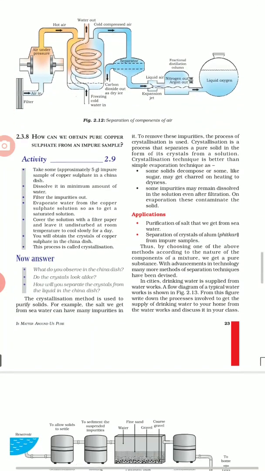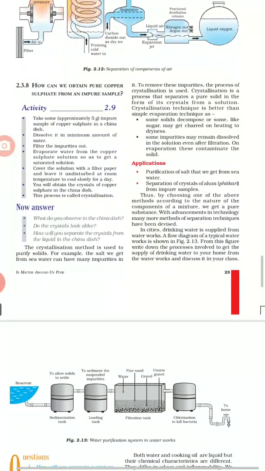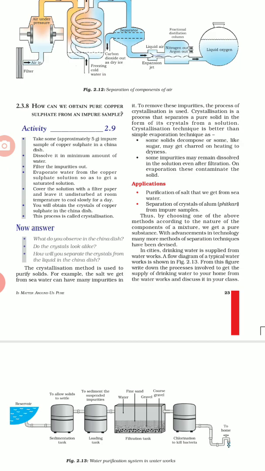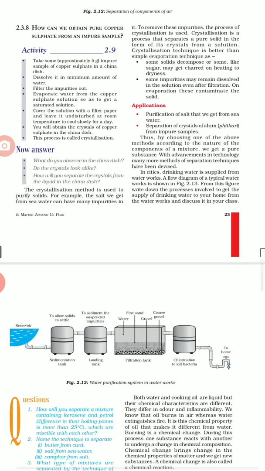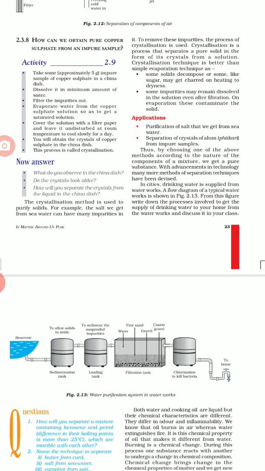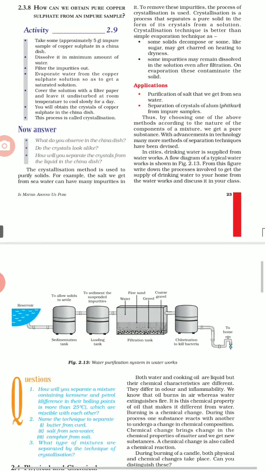Okay, now let's see the next one. This is again a very interesting concept of crystallization. Okay, so what do you mean by crystallization? The name gives you some hint. Of course, it will be the crystals that are obtained. Okay, now let's see what example they have given us. How can we obtain pure copper sulfate from an impure sample?